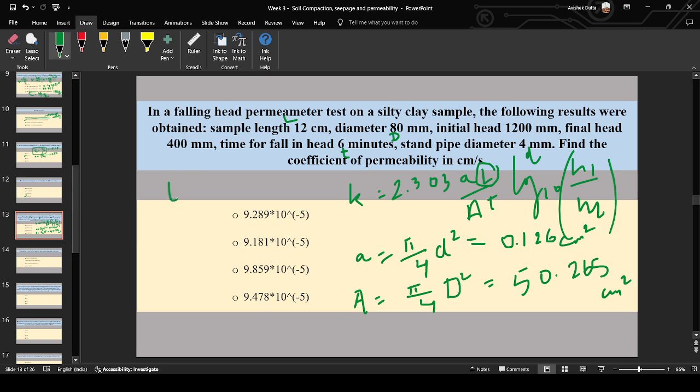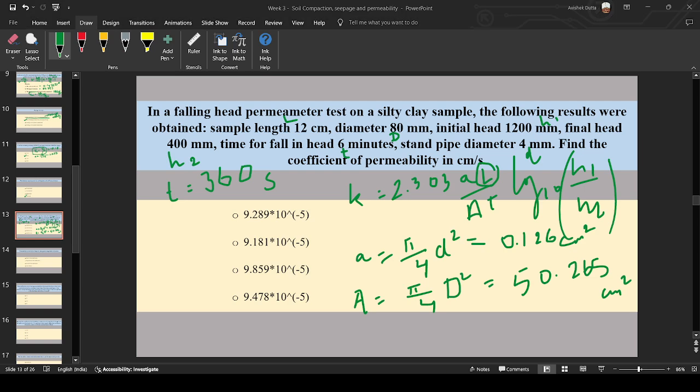Convert this 6 minutes into seconds. Not 3600, 360 seconds. Yes, 6 into 60, 360 seconds. And the area is in cm square, getting cancelled. L is in centimeter, it's okay. Now H1 is the initial head, 1200. What is the final head? It is H2, that is 400. Okay. Now put all the values and find out the answer.